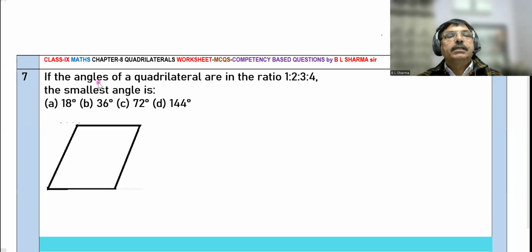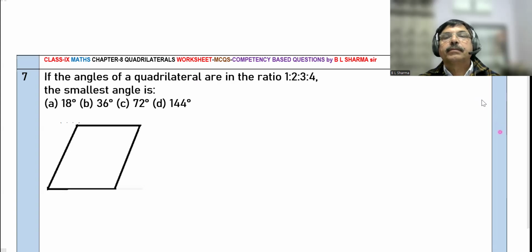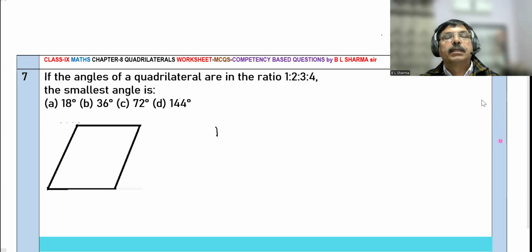If the angles of a quadrilateral are in the ratio 1 is to 2 is to 3 is to 4, what about the smallest angle? So how to find out the smallest angle? Let one angle is 1x degree, then plus 2x degree, then plus 3x degree, plus 4x degree. ये हमने समझा कि ये 1x, 2x, 3x और 4x angles हैं, और the sum of four angles of a quadrilateral is 360 degree.